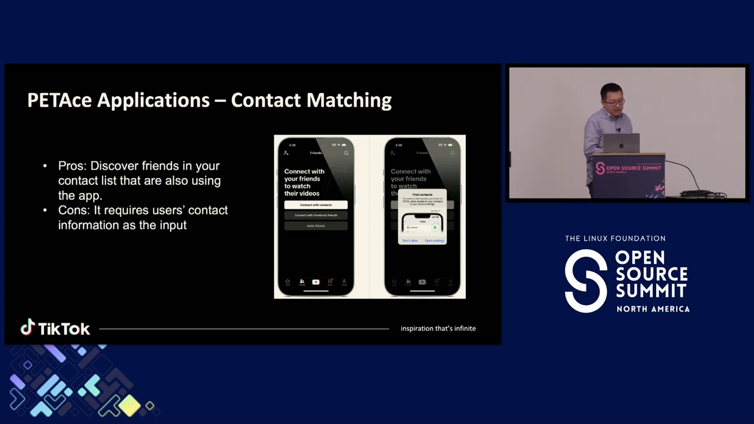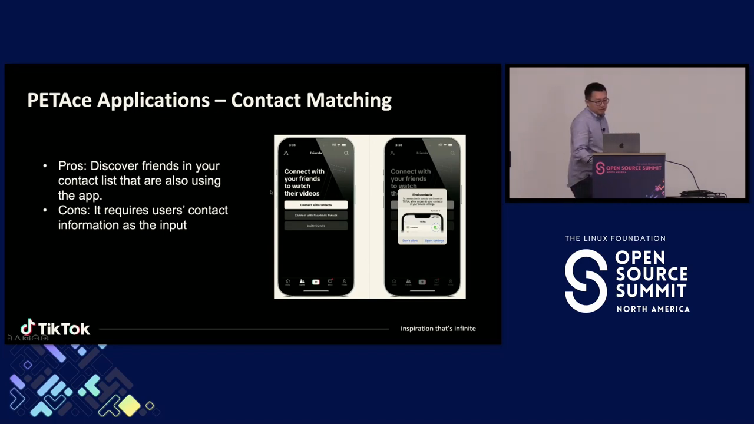So the idea is if you are using TikTok, you want to find if your friends in your contact list are also using TikTok or not. In this setting, of course, TikTok's side will have a database containing all the contacts of users who use TikTok. And the simplest way is the phone can just send the contact list to the TikTok server, and the server will find the match and return it back. And of course, this immediately raises privacy concerns because it is not good to ask users to send their contact information to the server. This should not be allowed.